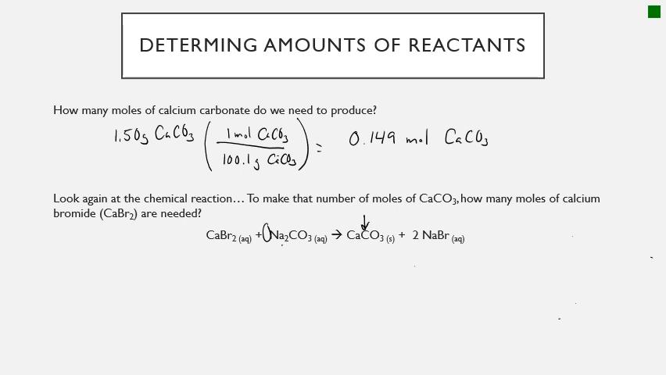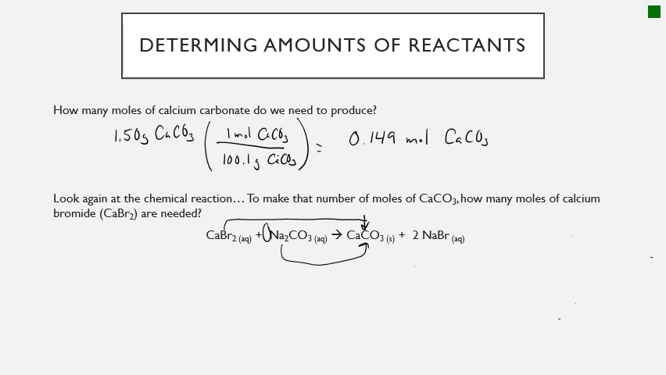1 mole of sodium carbonate is needed to make 1 mole of calcium carbonate. 1 mole of calcium bromide is also needed to make 1 mole of calcium carbonate. That's something called a mole ratio. In this case, it's 1 to 1. We'll take a look at other examples later.